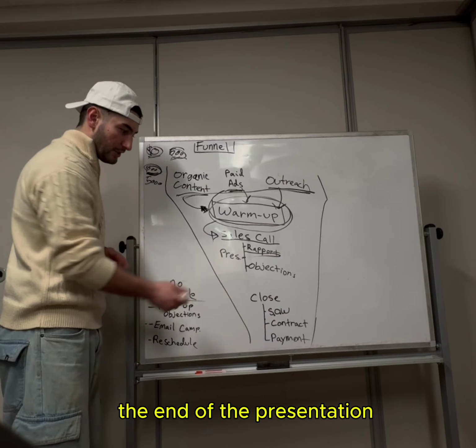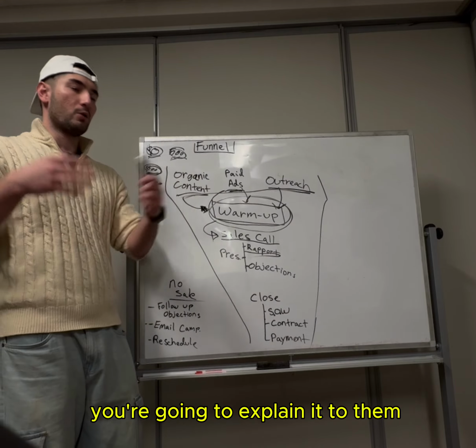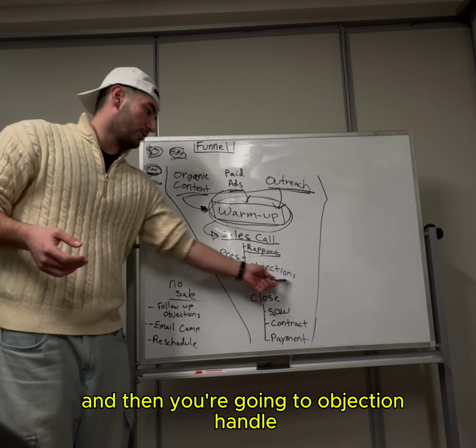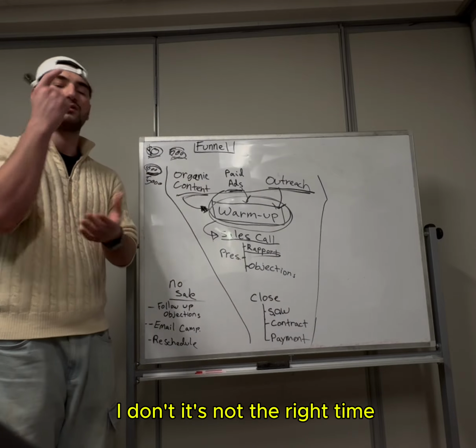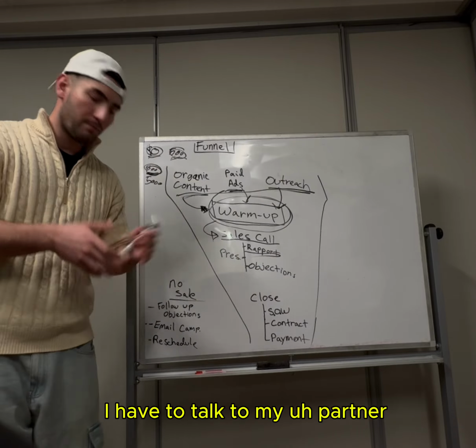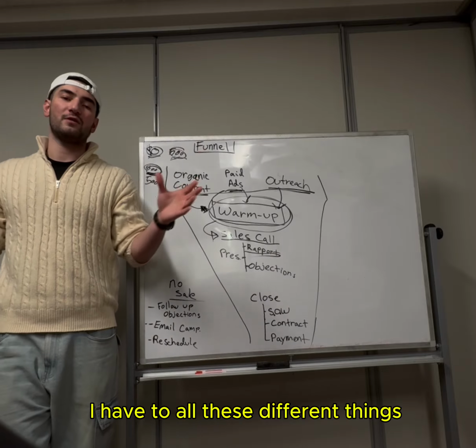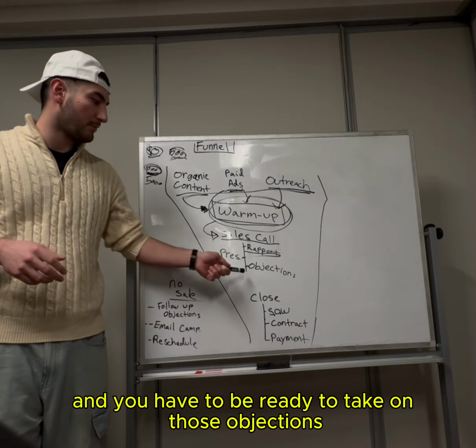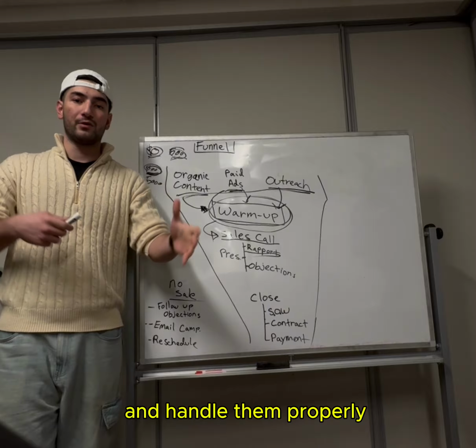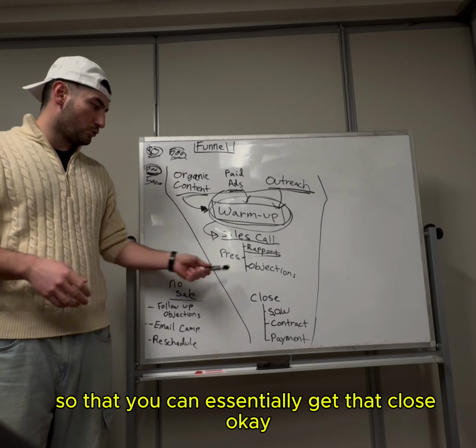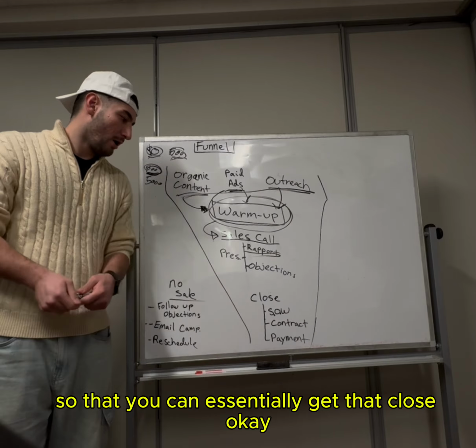At the end of the presentation, you're going to show those two offers. You're going to explain it to them, and then you're going to objection handle. They're going to say, it's not the right time. I have to talk to my partner. All these different things they're going to just spit out at you, and you have to be ready to take on those objections and handle them properly, so that you can essentially get that close, okay?